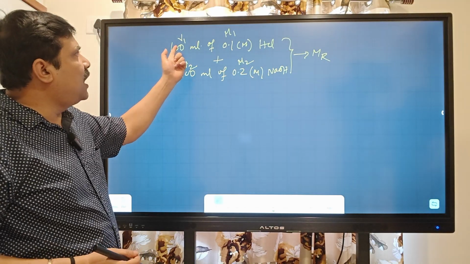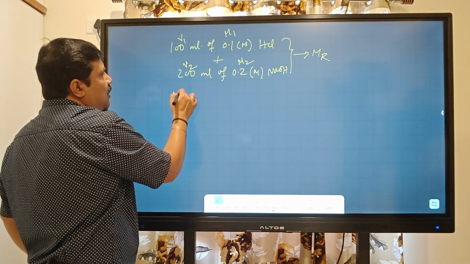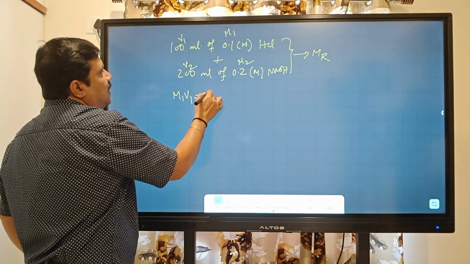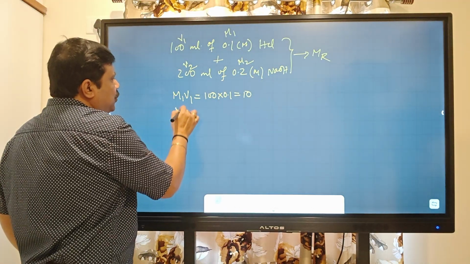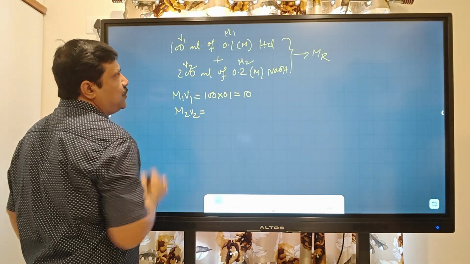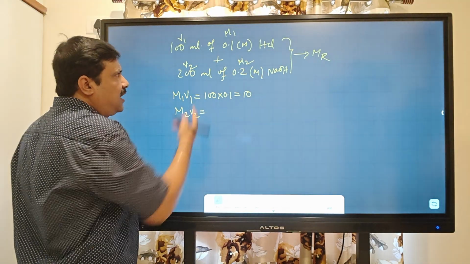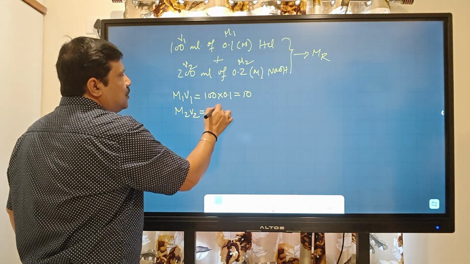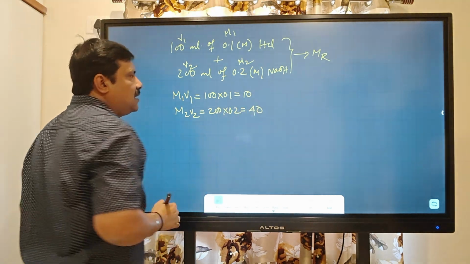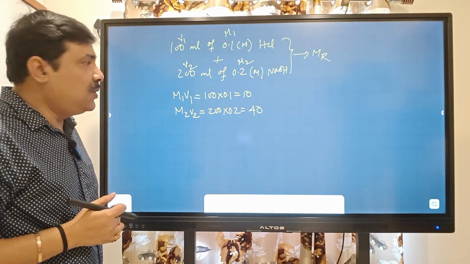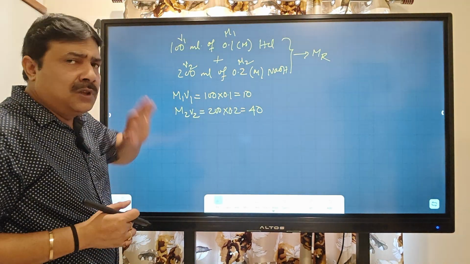Now I have to check what the M1V1 value is. As I took the acid as M1, V1, M1V1 is 100 into 0.1, which is nothing but 10. What is the M2V2 value? I took the base as M2, V2, which is 200 into 0.2. 200 into 2 is 400, and with the decimal point it is 40. Look at the situation. My base is 40 millimoles, acid is 10 millimoles, so who is in excess?